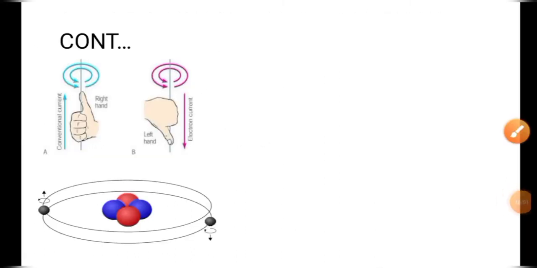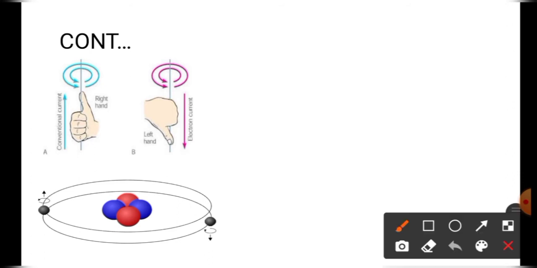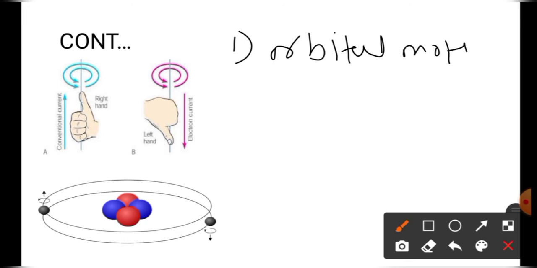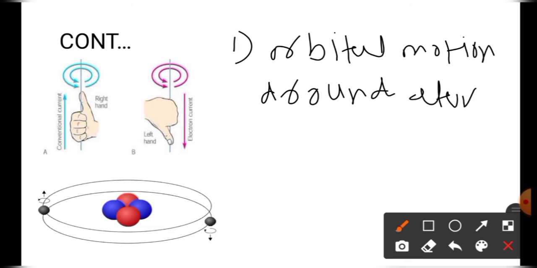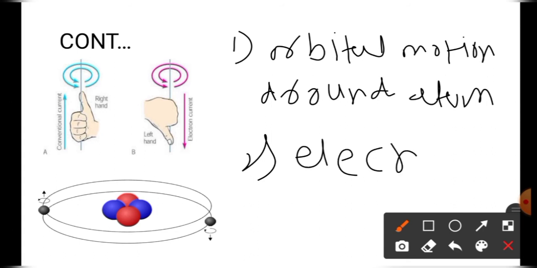Firstly, we are going to see how the magnetic properties comes in the solid material. So there are 2 important reasons. First reason is orbital motion around the atom, and second reason is electron motion.